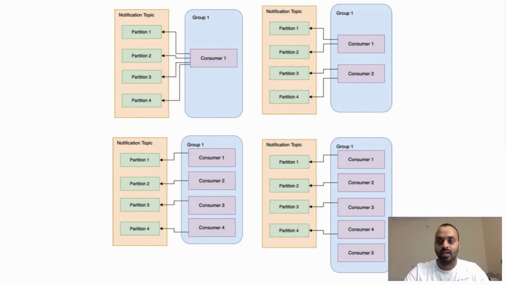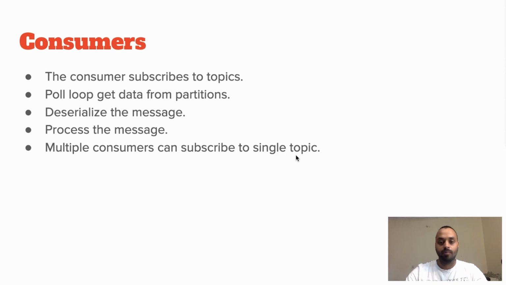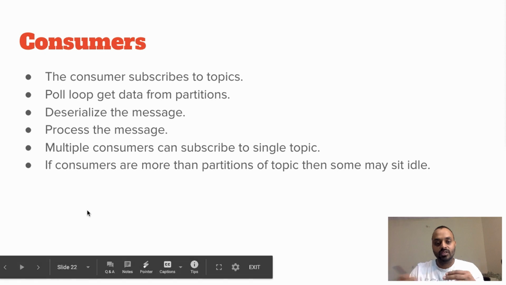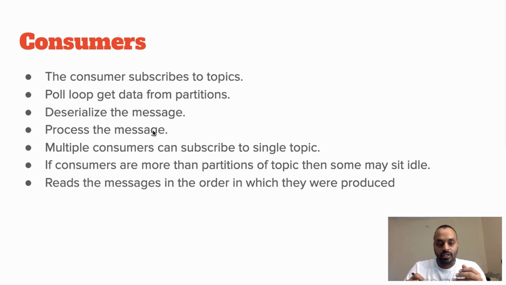Let's get back to our slides. We have discussed that multiple consumers can subscribe to a single topic, and we have also discussed that if consumers are more than partitions, then some consumers have to sit idle. We already covered this in the previous diagram. The next point is reading the messages in the order in which they are processed.